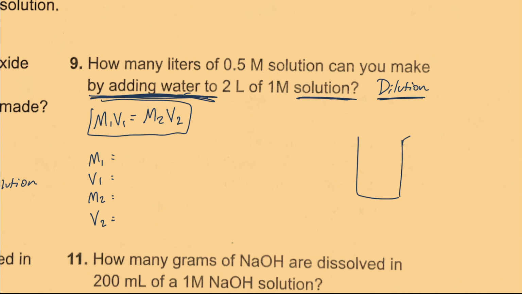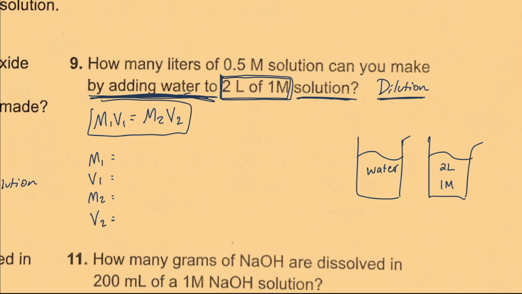For these dilution ones, I like to imagine that I have 2 beakers, and it helps to think about what's in each beaker. Anytime you see this kind of stuff, where you say 2 liters of 1 molar solution, you know that that's in 1 beaker. So in one of my beakers, I know that it's 2 liters, and I know that it has a molarity of 1. My other beaker just has water in it. And this water is going to be poured into here to dilute the existing solution.